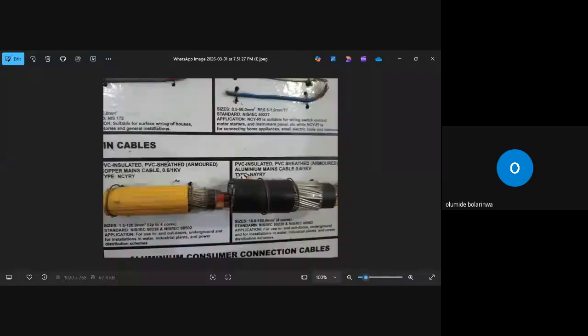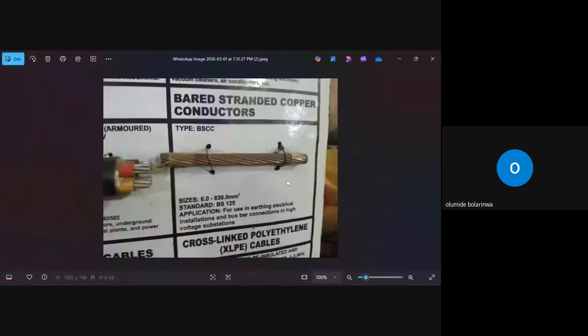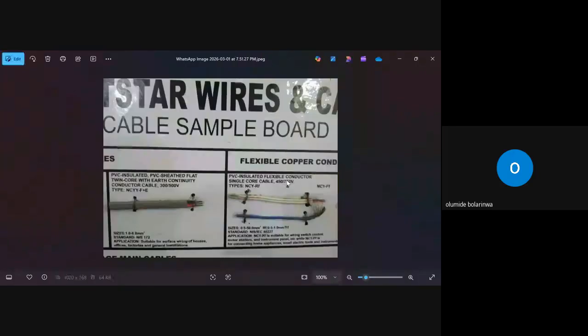You can see this one is armored. This one is also armored. Next picture, please. So this is a bare stranded copper cable. You can see that this cable at the back is how many? I think this one should be 3 core. Yes, 3 core. Next one, please. So this is a PVC, single core. Next picture, please.